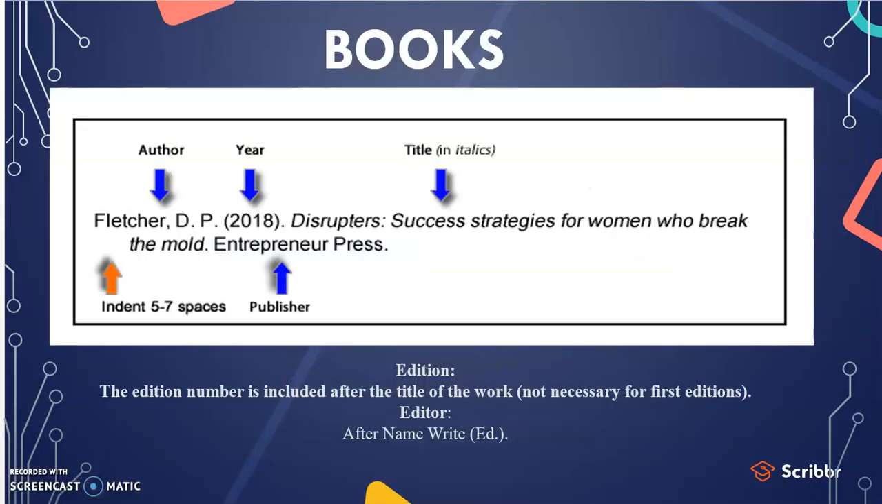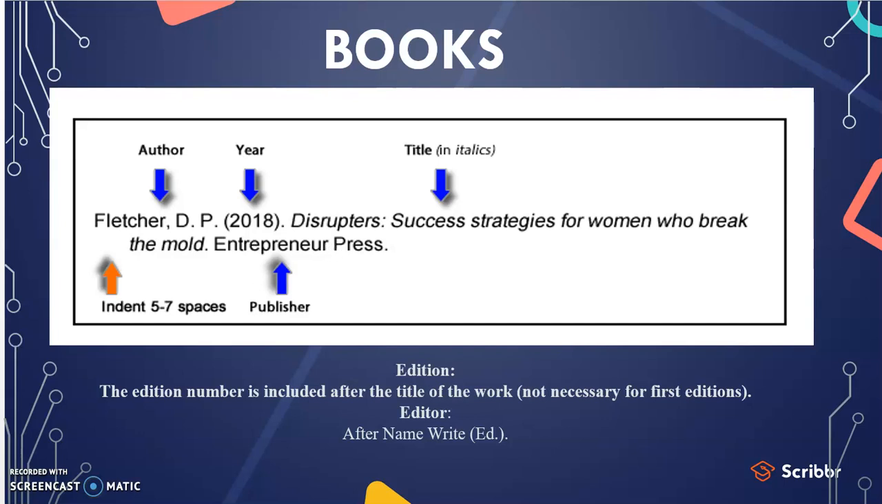Okay. What if you have taken something from a book? So this is how you reference a book: Fletcher DP 2018, Disruptors, Success Strategies for Women Who Break the Mold. So the name of the book is going to come in italics. The publisher is going to come in straight font.